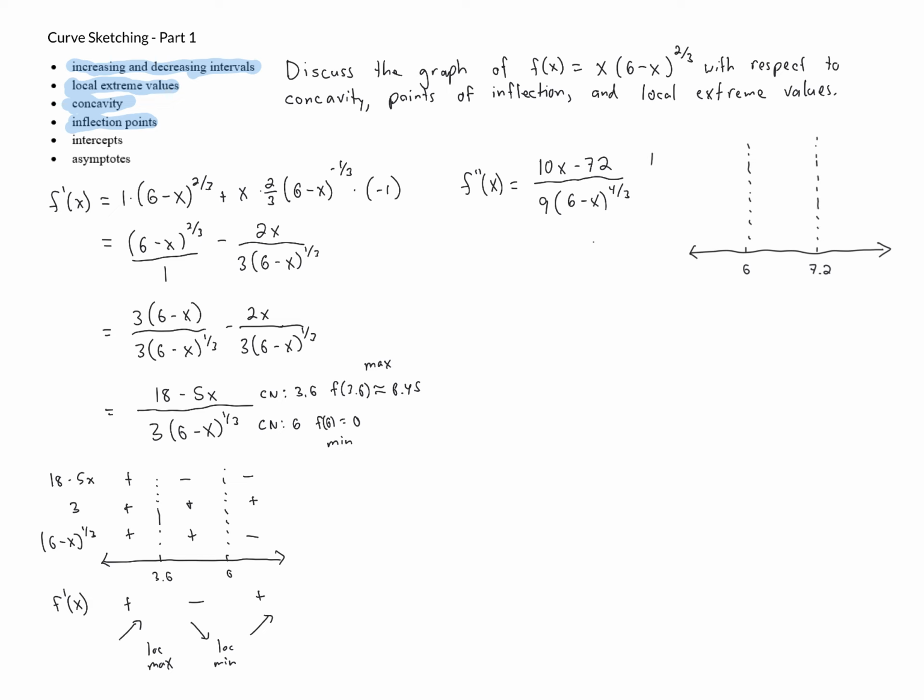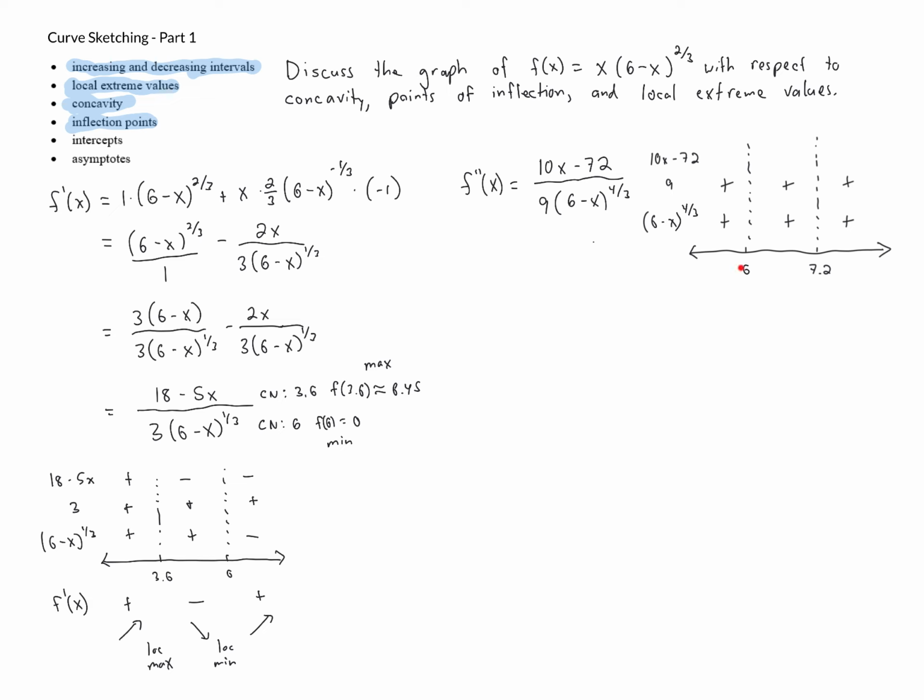So our factors are 10x minus 72, 9, and then (6 minus x) to the 4/3. Now 9 is always going to be positive, and so is (6 minus x) to the 4/3. Remember that raising something to the 4/3 power is taking the cube root and then whatever that is, raising it to the 4th power, and anything to an even power is going to be either positive or 0.